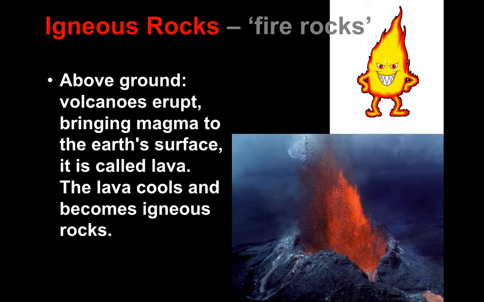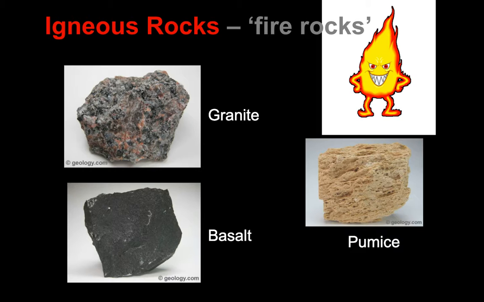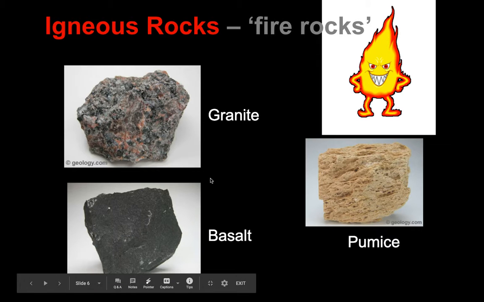If it's made above ground, it's when volcanoes erupt. They bring magma to the Earth's surface, and it is called lava. And then the lava cools and becomes an igneous rock. And these are the different types of rocks that are igneous rocks.